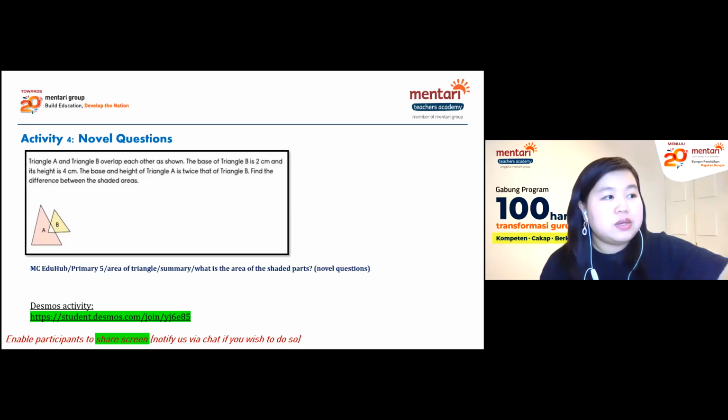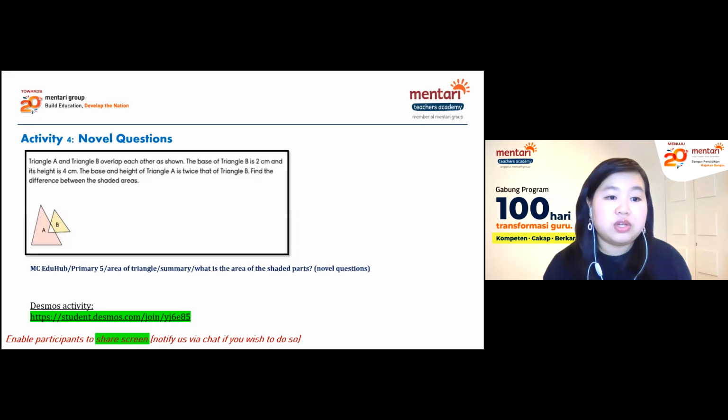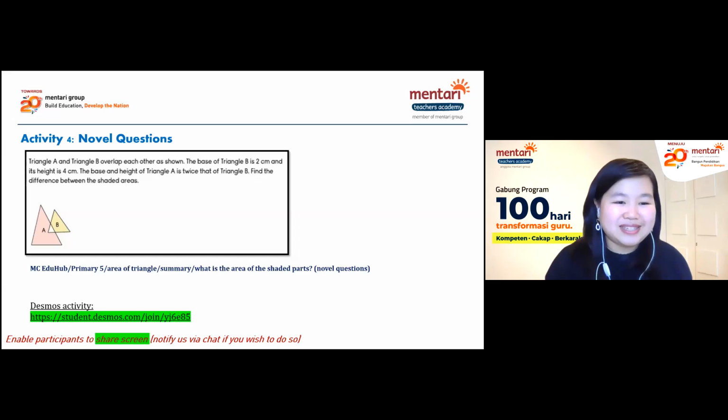So Ms. Indah uses the fact that she knows about finding areas of triangle, right? And then she calculated the area of each of the triangles, and then she's trying to find the difference between those two areas. There is a part that she identified that she was not sure about. She's not sure if that is the difference between the shaded areas. Okay, thank you for sharing with us.